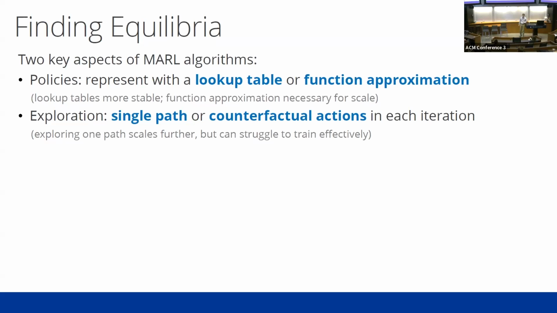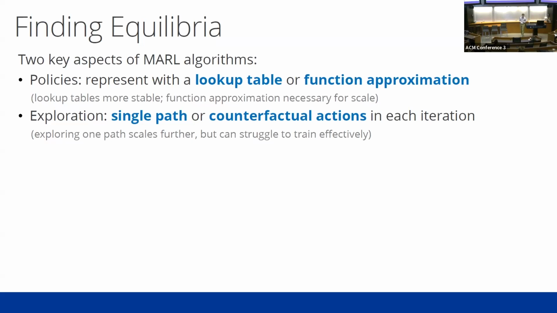At the other extreme, there's function approximation, representing the policy with a neural network. And while this does let you scale to large games, because the size of the neural network doesn't have to depend on the size of the game tree, it can be a bit trickier to train. It's a lot more finicky and takes a lot more tuning to work well.